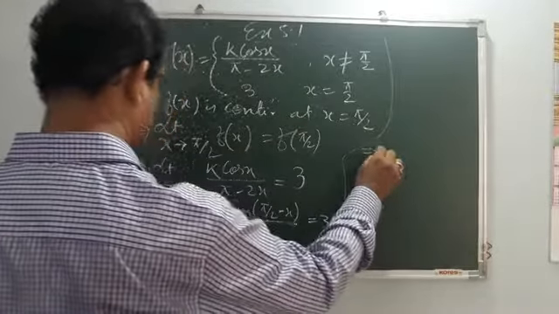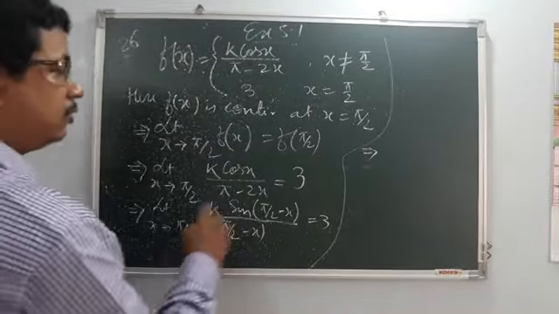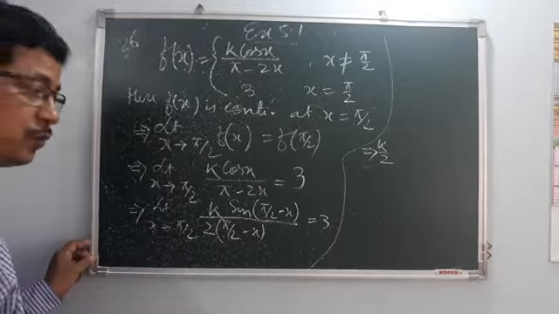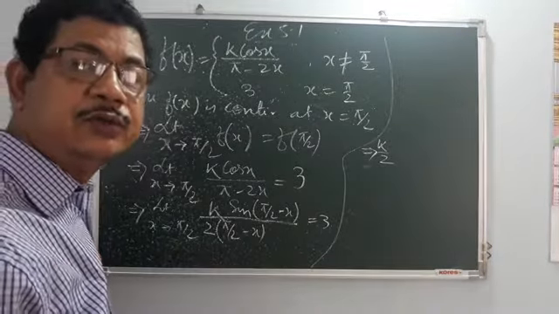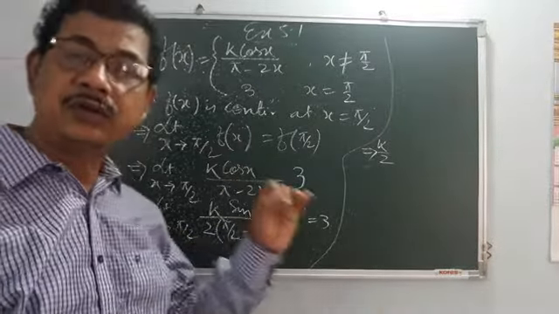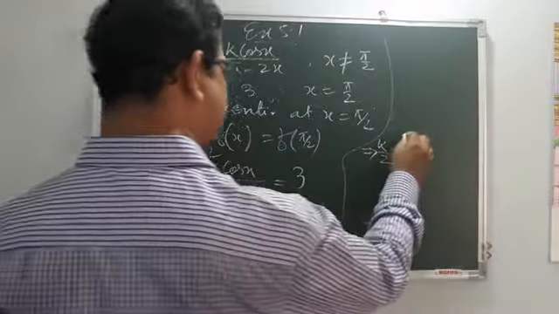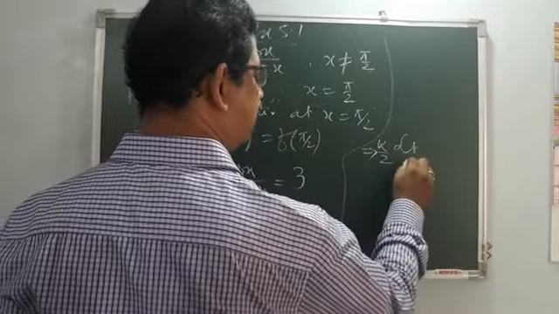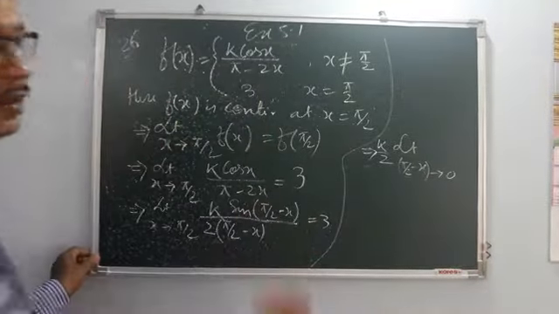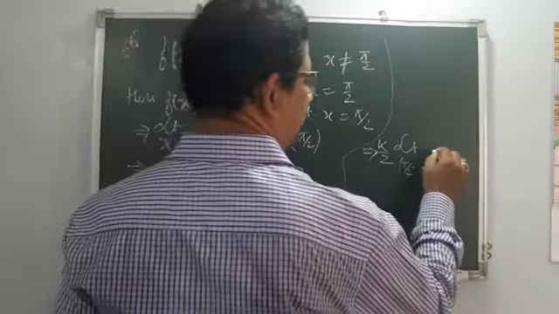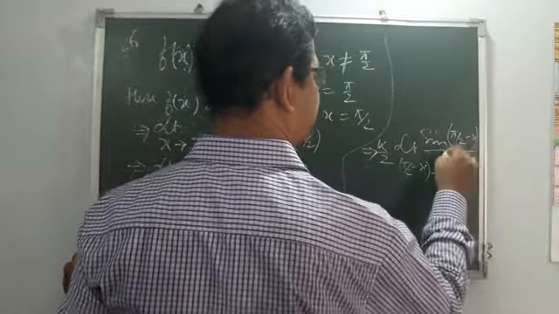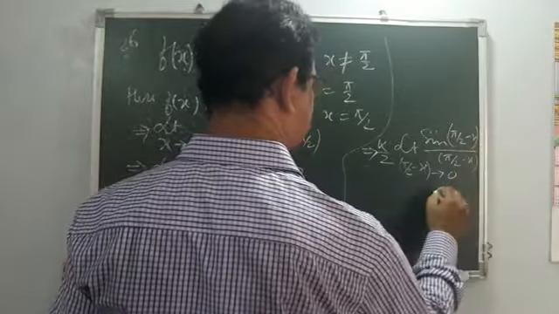Now, if I take k by 2 outside of the limit, x tends to pi by 2 means x approaches towards pi by 2. That is, the difference between pi by 2 and x is almost 0. So we can write limit pi by 2 minus x tends to 0 instead of that, with the numerator as it is, sine of pi by 2 minus x, pi by 2 minus x in the denominator, and on this side the 3.